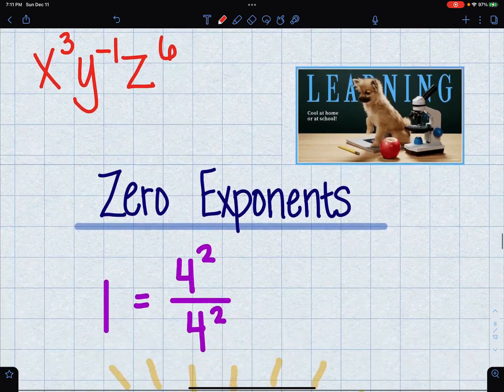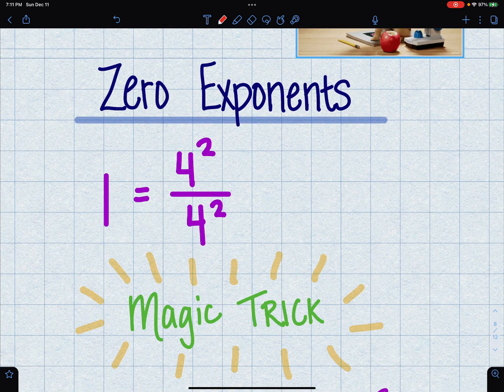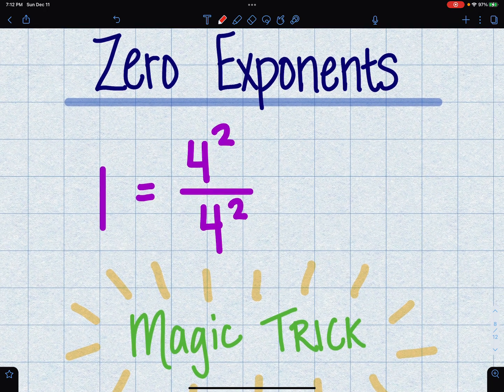Okay, and let's go over zero exponents. All of that is true. Everything we just did is totally true as long as there are not zeros in the exponent. But I'm going to show you something about zero exponents that's really cool. And the first thing I'm going to show you is a magic trick, okay?